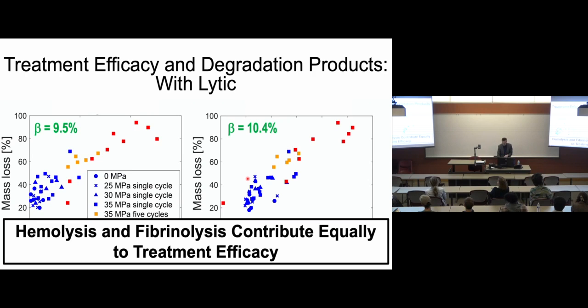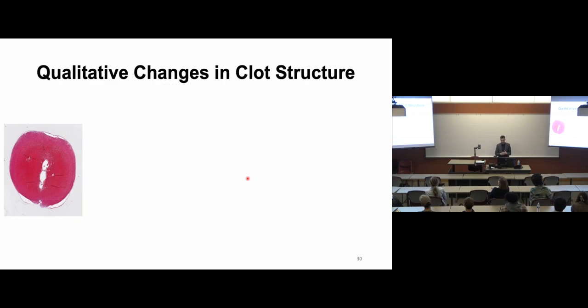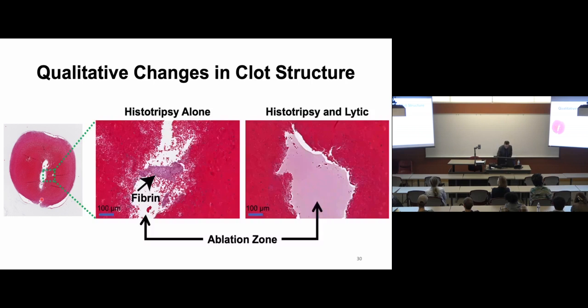And this was in qualitative agreement with observations we had on histology. This is a histological section of the whole section of the clot. You can see this nice ablation zone here. Now, if you zoom in, in both cases, when you had just histotripsy alone or histotripsy and lytic, there were nice ablation zones.